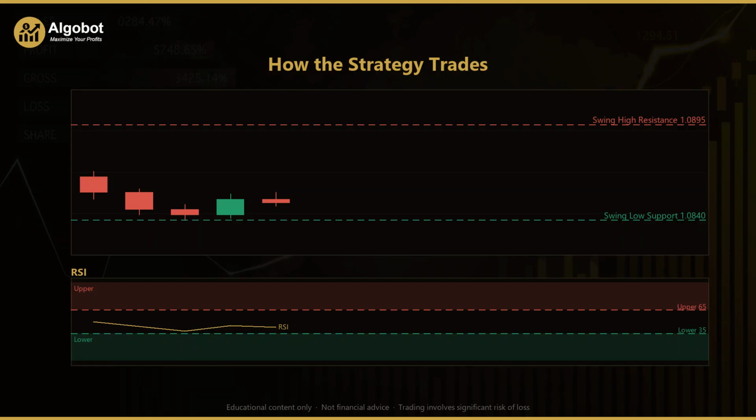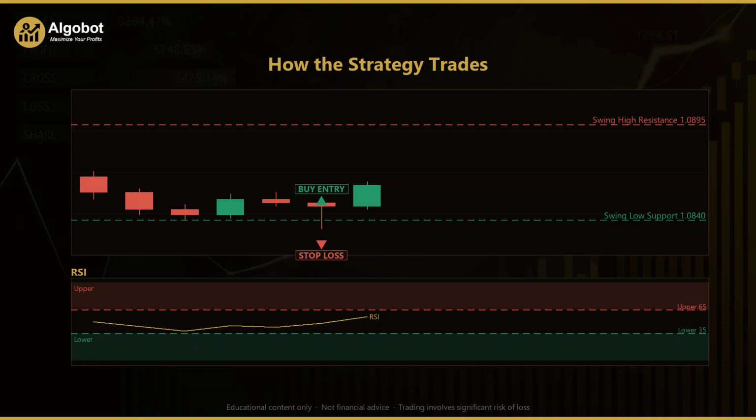Now the setup takes shape. Price pulls back toward support one more time, and here comes the important candle. It wicks below the support line, dipping to a fresh low beneath 1.0840. For a moment, it looks like a breakdown. But this is exactly the false break the strategy is built around.